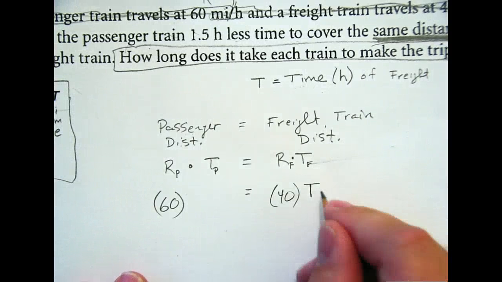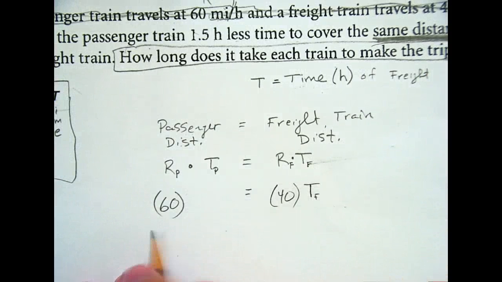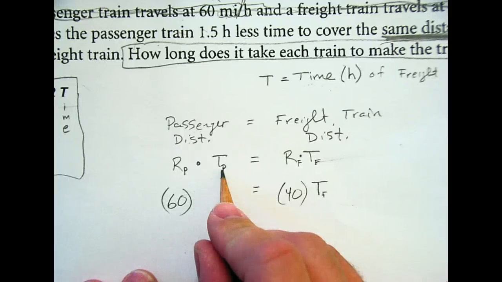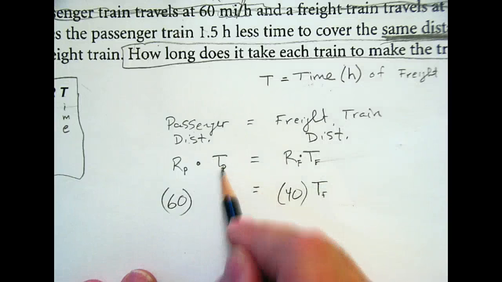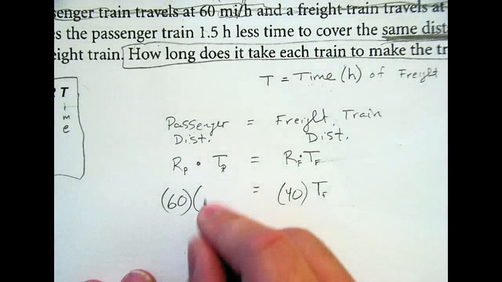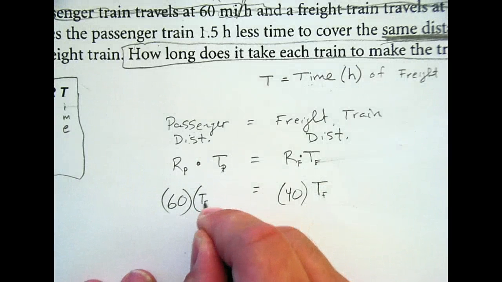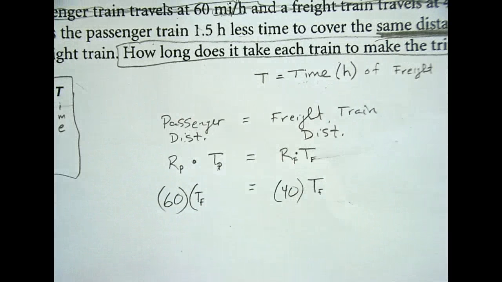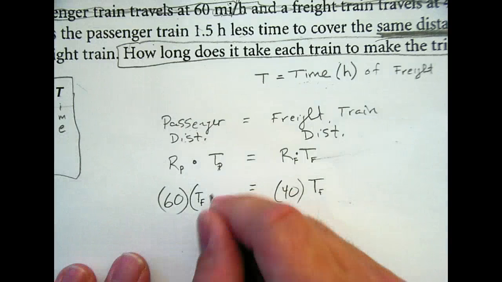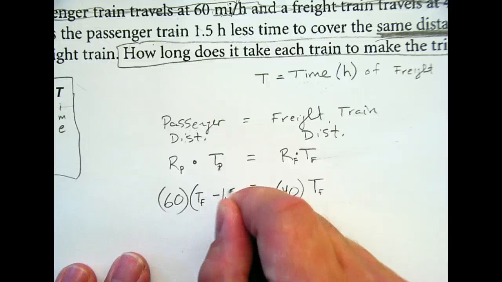If that's going to be the freight train's time, then rather than calling the other one the passenger train's time, let's say: if I take the freight train's time, what do I have to do to that to make it equal the passenger train's time? Yeah. Subtract 1.5. I have to subtract 1.5 hours because he goes a little faster.